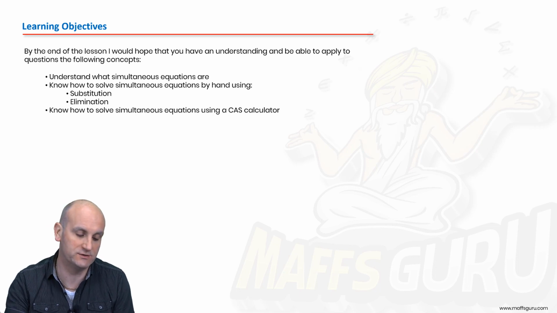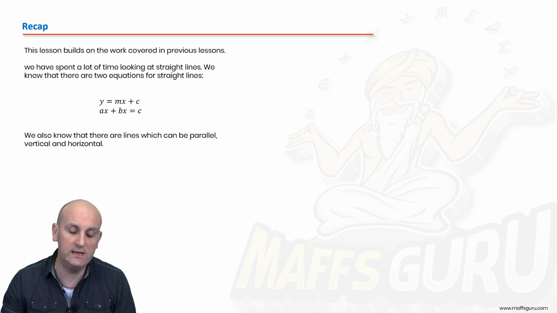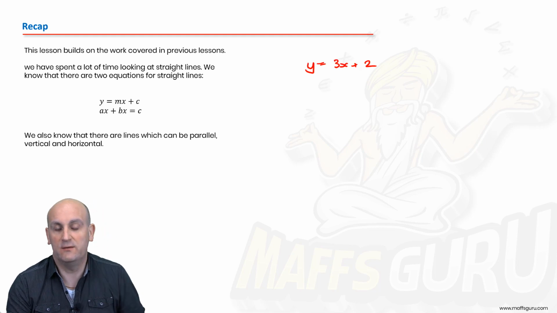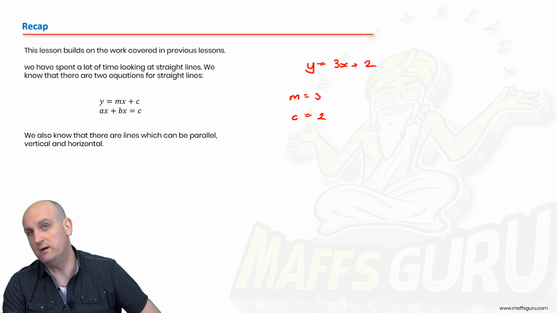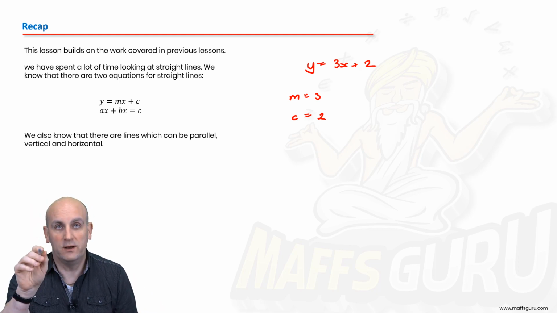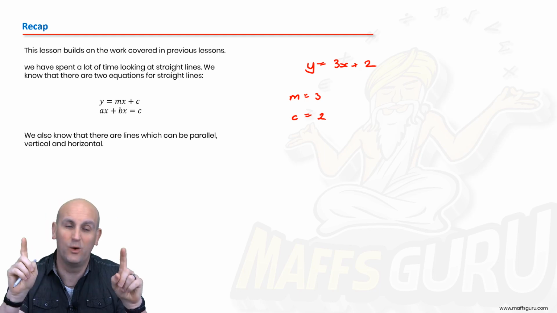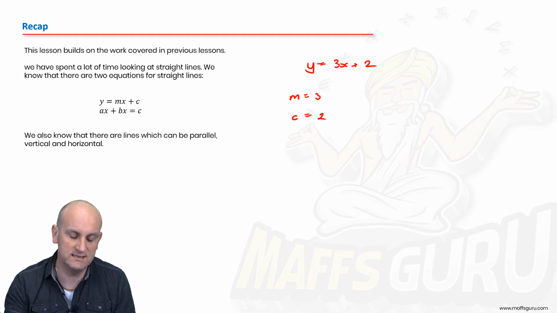And more importantly, I'm going to show you why you're doing it and what it is you're actually doing when you solve simultaneous equations. Now, in previous lessons, we've been dealing with straight lines, and we know that we can have equations of straight lines, for example, y equals 3x plus 2. In that situation, that would have a gradient of 3 and a y-axis intercept of 2. Why is it important to me? Because I know that I'm going 3 up for 1 across, and I've got a start point on my line of 2, which is my y-axis intercept.